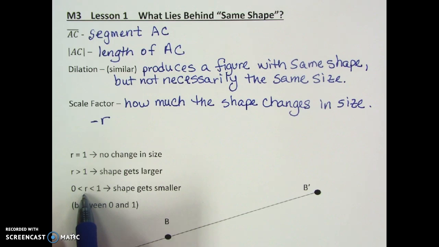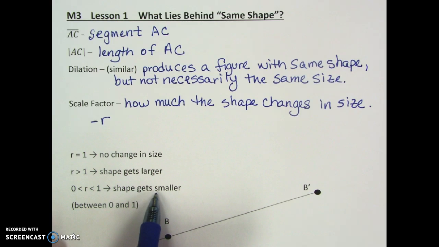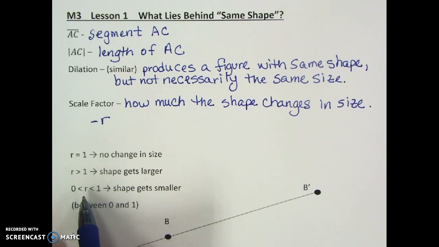And a scale factor less than 1, of course it has to be greater than 0, so it's between 0 and 1, because we can't have a negative scale factor, means the shape is going to get smaller, because when you multiply by a fraction or a decimal between 0 and 1, your answer gets smaller.